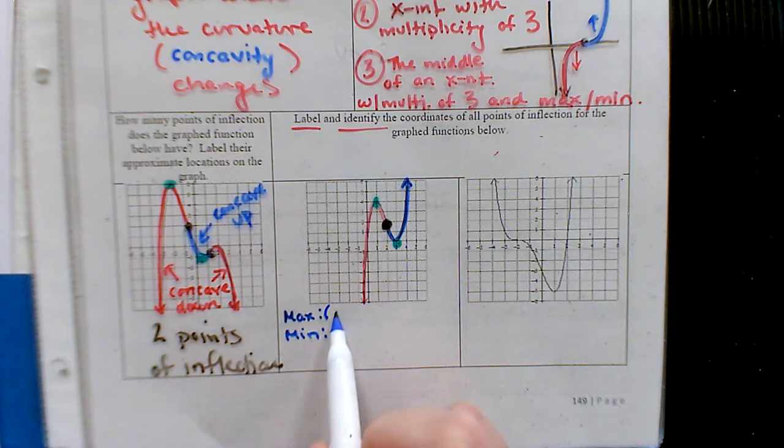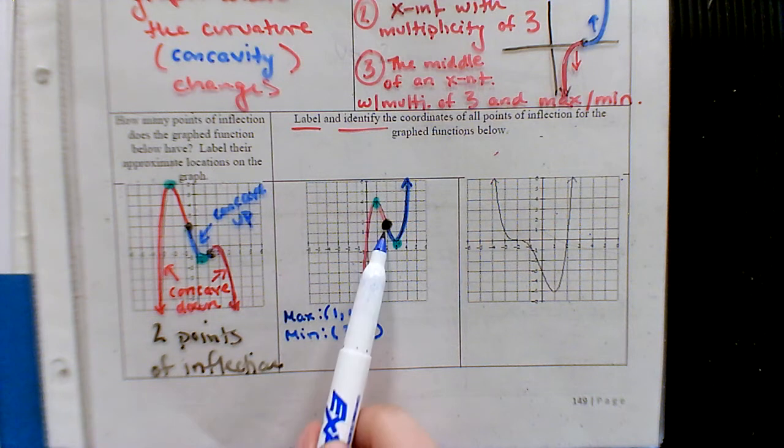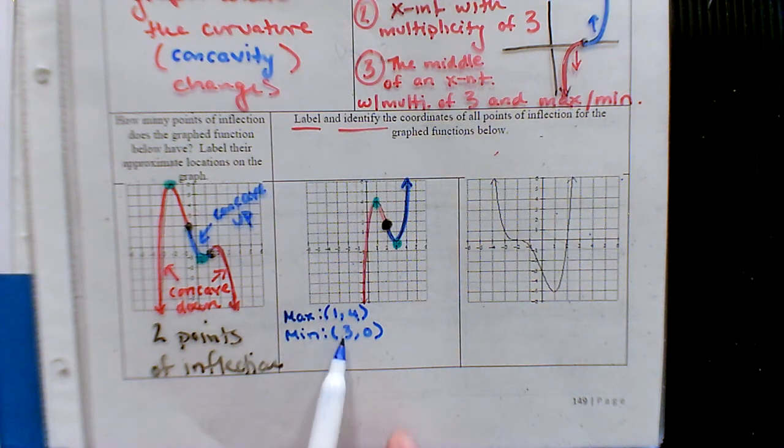Let's see, the max looks like (1, 4) and the min looks like (3, 0). Does that sound about right? Okay, so if this point of inflection is happening exactly in the middle, we're going to analyze these x values and y values to try to figure out what's in the middle of those.